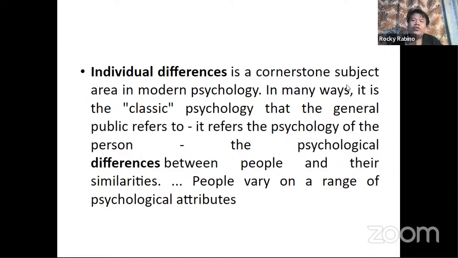So, it is a cornerstone subject or area in modern psychology. In many ways, it is the classic psychology that the general public refers to. It refers to the psychology of the person, the psychological differences between people and their similarities. People vary on a range of psychological attributes. So the correct answer is letter B. Okay. So since we are dealing with so many kinds of learners, dapat realistic and meaningful experiences must be given to the learners. Okay?